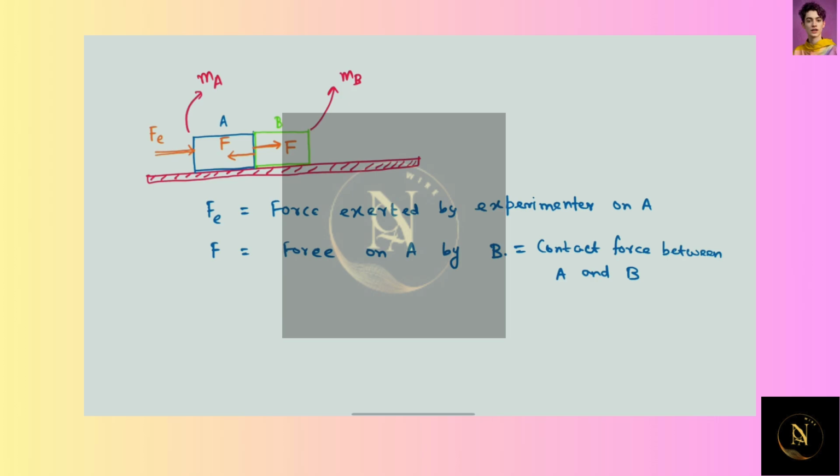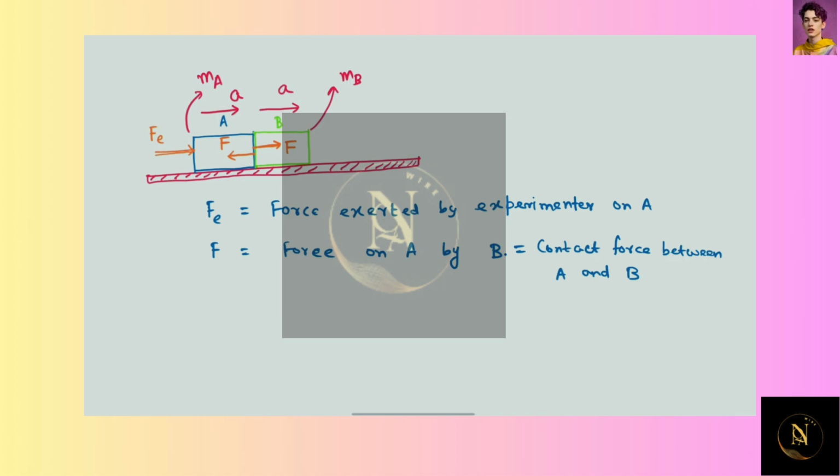Now as both A and B blocks are in contact, if this A block is moving forward with an acceleration of a, then B also will be moving with the same acceleration a. So a represents the acceleration of both the blocks forward. Now let's try to see what are the forces acting on each of the blocks.